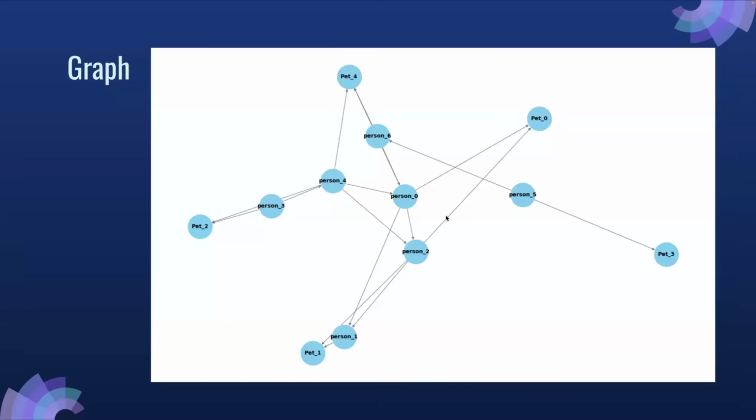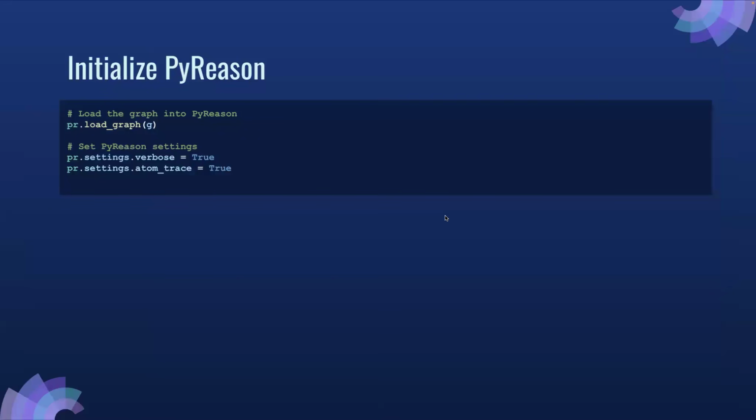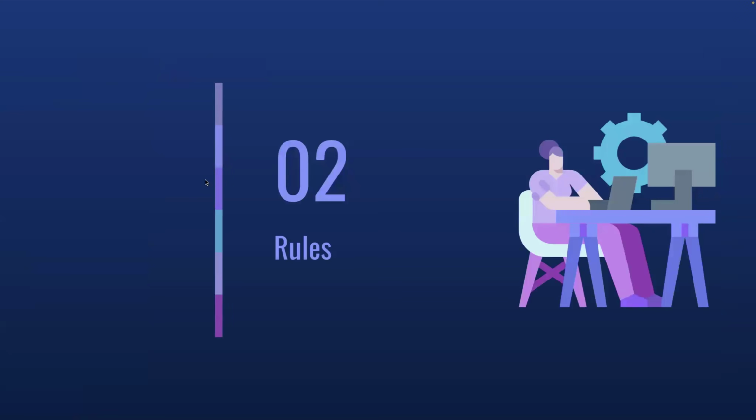So let's get into the real PyReason nitty-gritty here. So first we need to initialize PyReason. We're going to use the load graph function because we created this graph ourselves with NetworkX. And then we're going to make sure that we initialize the settings. So we're going to set verbose to true and then set our atom trace to true because we want to be tracing our output.